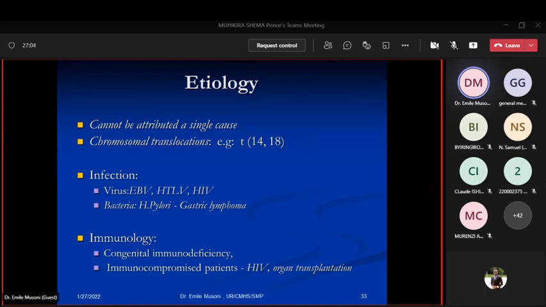There are some chromosomal translocations, from 15 to 18, like those in Burkitt lymphoma. There are some viruses involved, like EBV, Epstein-Barr virus, and human immunodeficiency virus, HIV. There are some bacteria involved, Helicobacter pylori, which can cause gastric lymphoma. Immunology: congenital immunodeficiency, immunocompromised patients like HIV, and organ transplantation.